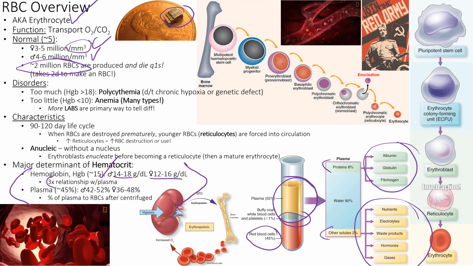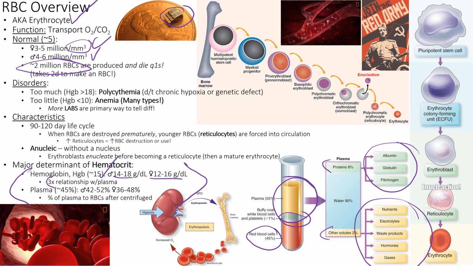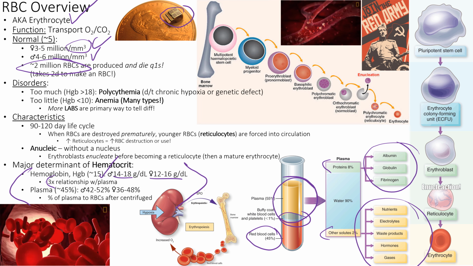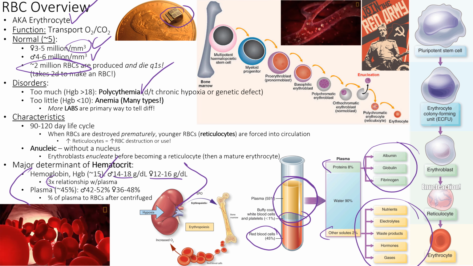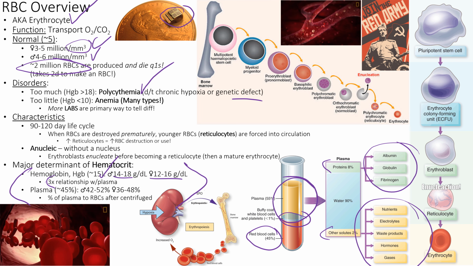So disorders of too many RBCs: you have too much hemoglobin, usually hemoglobin greater than 18. You could use hematocrit, right? 18 times 3 is 54, so greater than 54% hematocrit, technically you have polycythemia, too many RBCs. That's usually due to chronic hypoxia. What disease state usually gets chronic hypoxia? A certain version of COPD, right? Chronic bronchitis patients get chronic hypoxia. And there could be genetic reasons why you'd have an elevated RBC count as well.